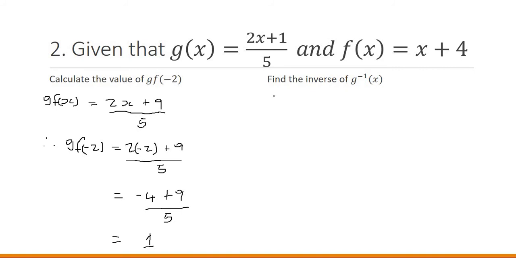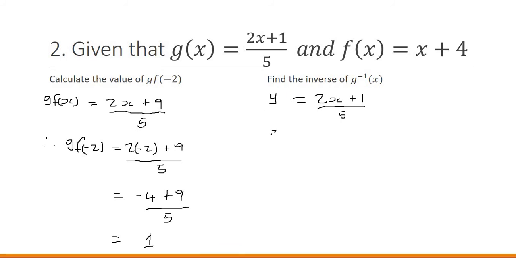Now to part D of the question, we are asked to find g inverse of x. So what we're going to do, step 1, is to let g of x equal y. So we're going to write this function in terms of y. So we know that y is going to equal (2x plus 1) all over 5. At this stage, we're going to interchange x and y.